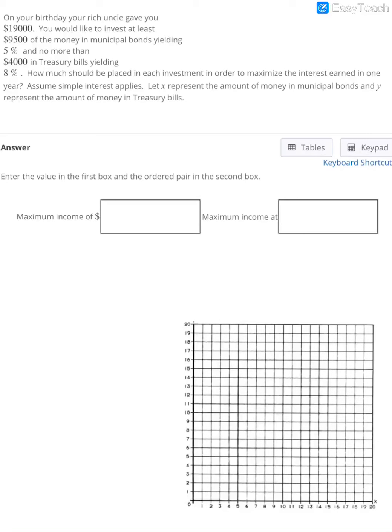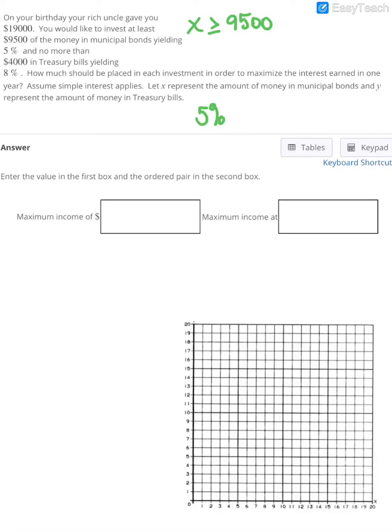So I'm going to let X represent the amount that I put in municipal bonds. And if it's at least $9,500, then that would be greater than or equal to $9,500. And then it says that those are going to yield 5% interest. So I'm going to put that down here for just a minute.